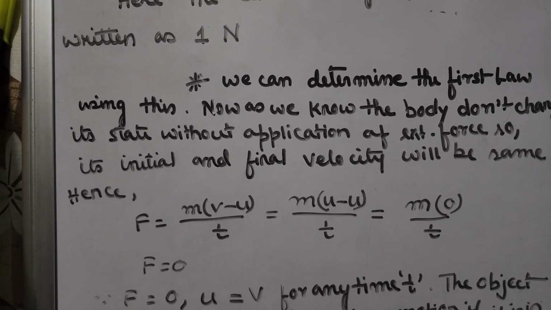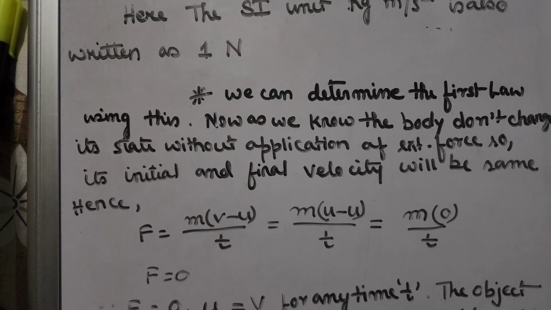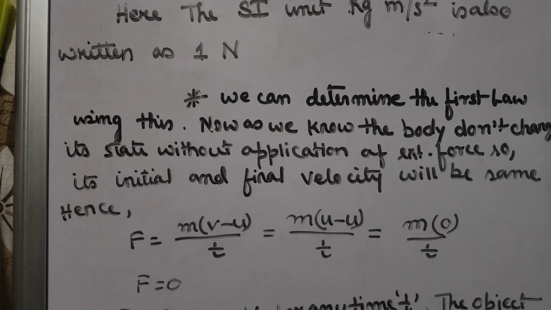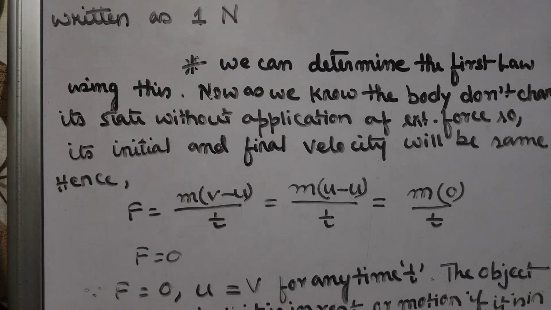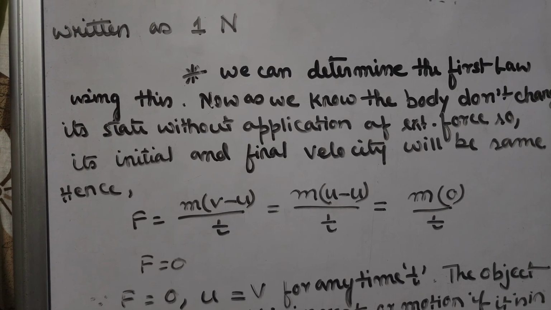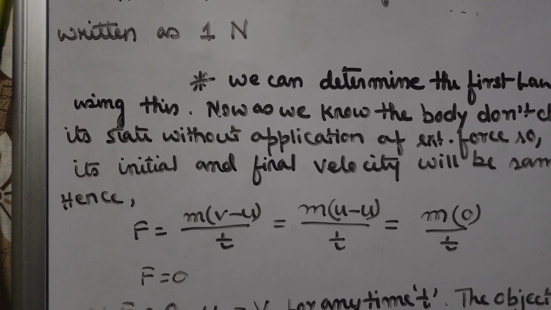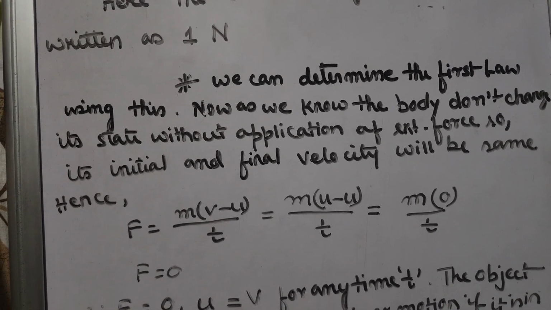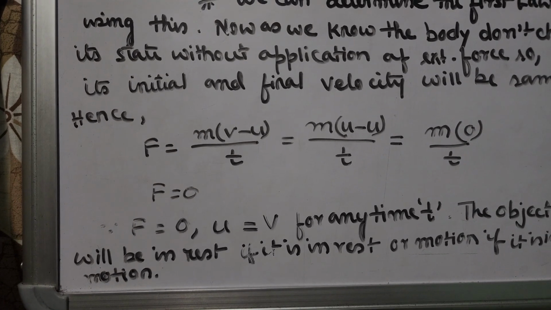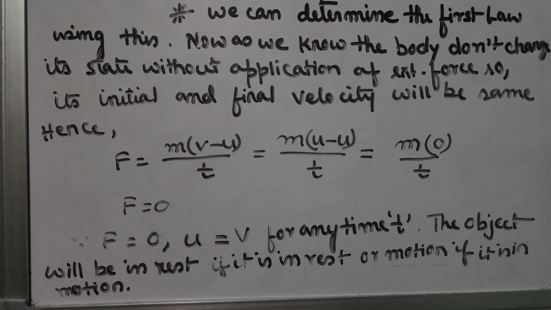Now, from this we can also derive the first law of motion. But how? Let us consider that the body doesn't change its state. It is either moving or at rest. So, without any external force applied, its initial and final velocity will be the same. Hence, F is equal to m(v minus u)/t. Since initial and final velocity are the same, in place of v we can write u. Subtracting u from u gives 0. Hence, F is also 0. Therefore, since F is equal to 0, u is equal to v. For any time t, the object will stay at rest if it is at rest, or in motion if it is in motion.